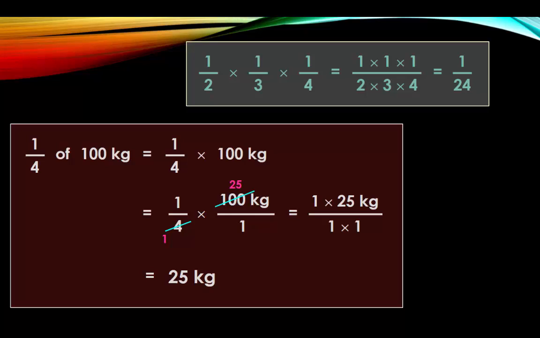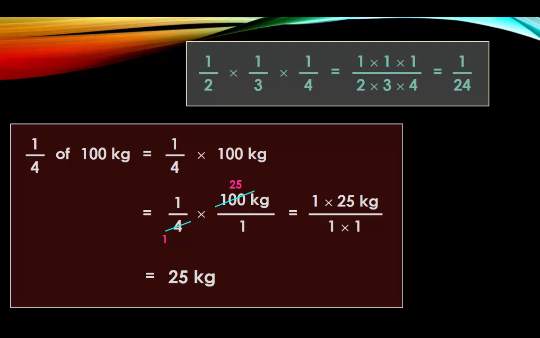For the third example, I give you multiplication of three fractions. So we do the same method as multiplication of two fractions. For example, 1/2 times 1/3 times 1/4 equals 1 times 1 times 1 over 2 times 3 times 4 equals 1 over 24. 2 times 3 times 4 equals 24. 1 times 1 times 1 equals 1. So the answer is 1 over 24.